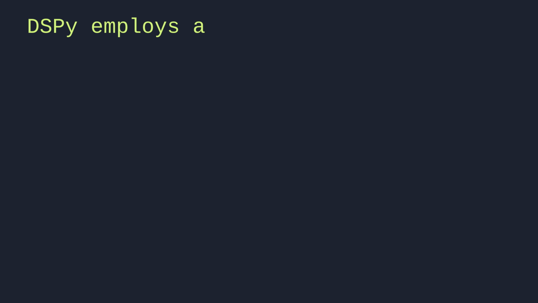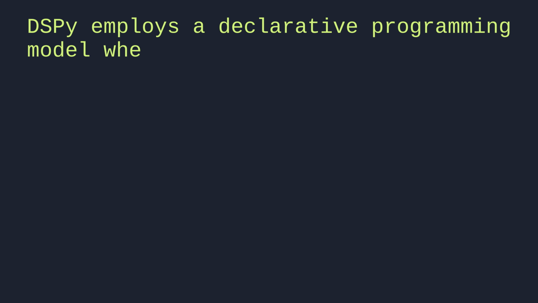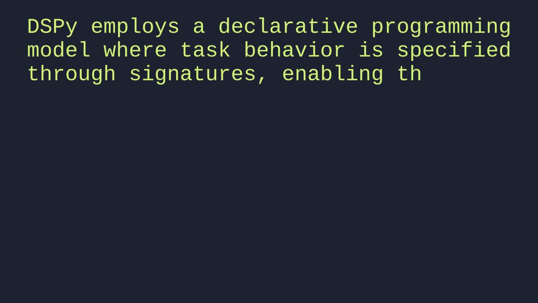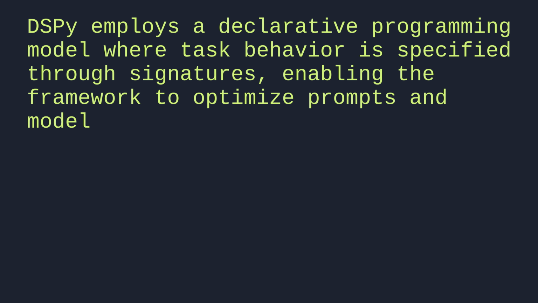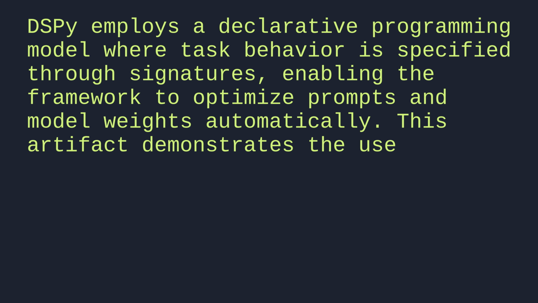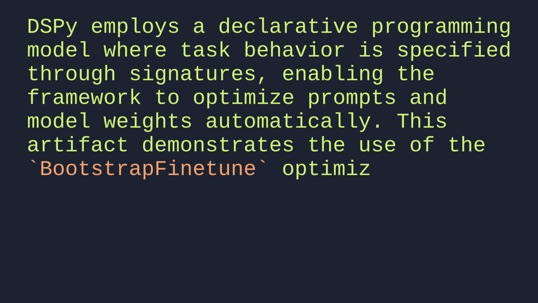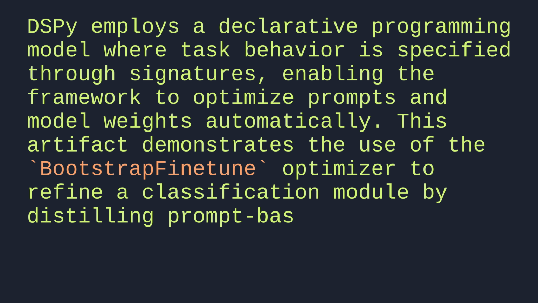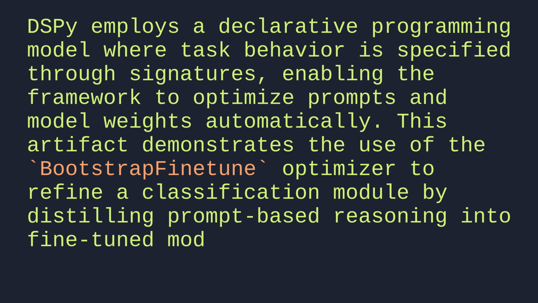DSPy employs a declarative programming model where task behavior is specified through signatures, enabling the framework to optimize prompts and model weights automatically. This artifact demonstrates the use of the BootstrapFinetune optimizer to refine a classification module by distilling prompt-based reasoning into fine-tuned model weights.